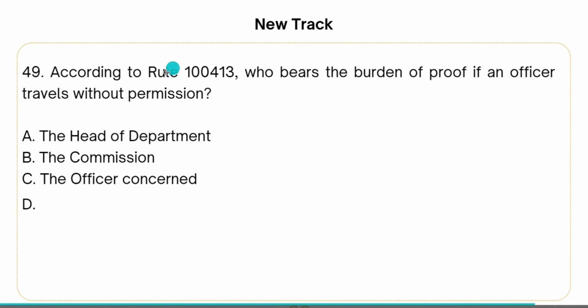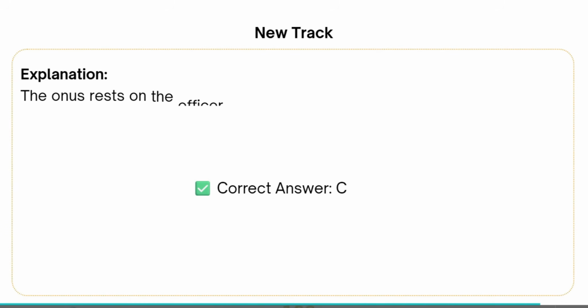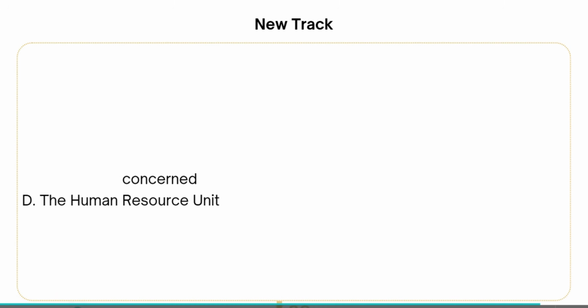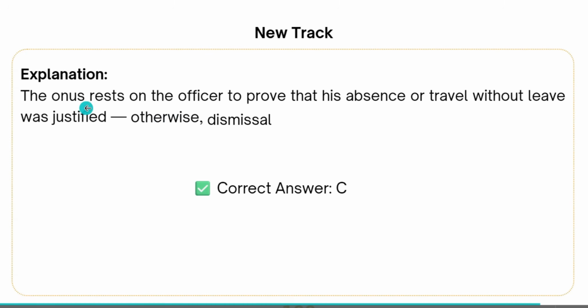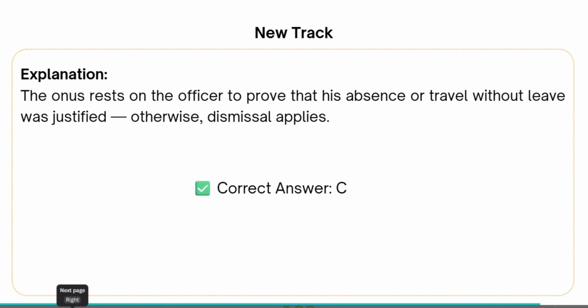Question number 49. According to the rule in paragraph 13, who bears the burden of proof if an officer travels without permission? A. The head of department, B. The commission, C. The officer concerned, and D. The human resource unit. The right option is C, the officer concerned. The rule says the onus rests on the officer to prove that his absence or travel without leave was justified, otherwise dismissal applies.